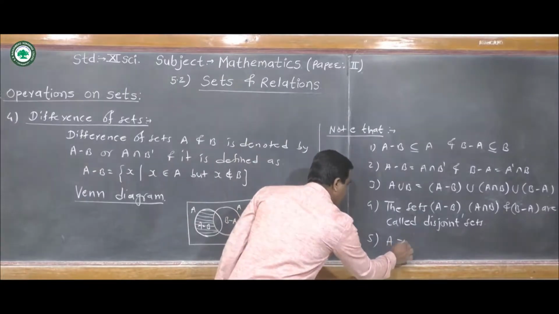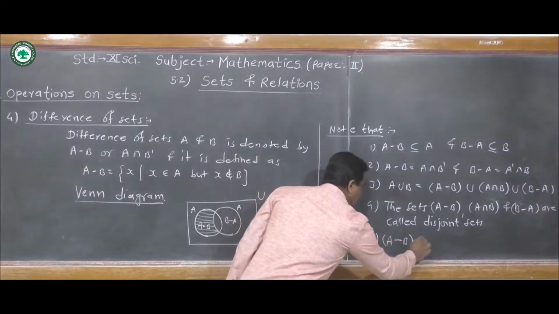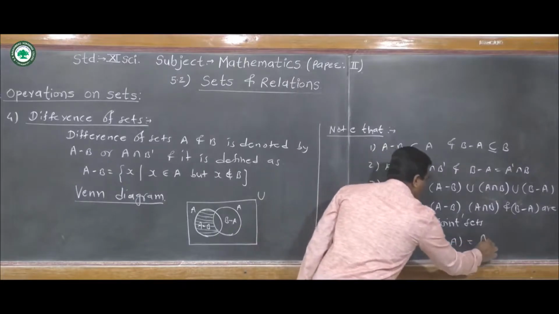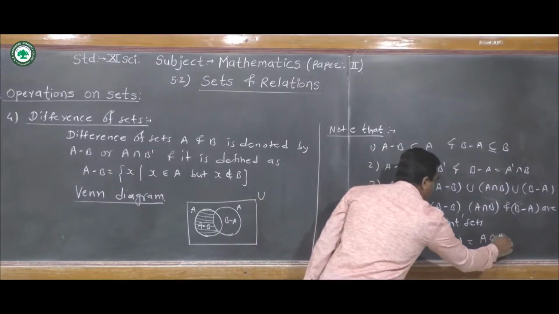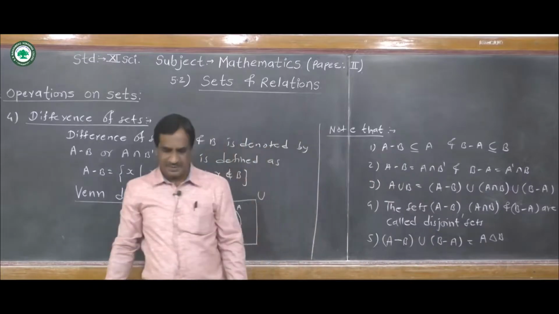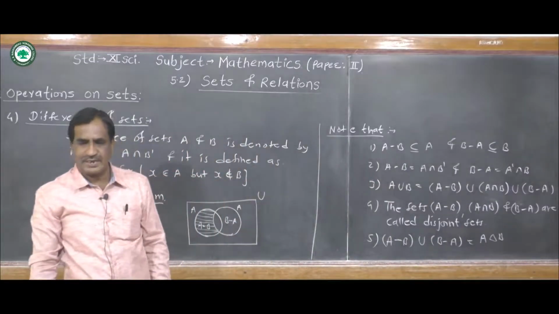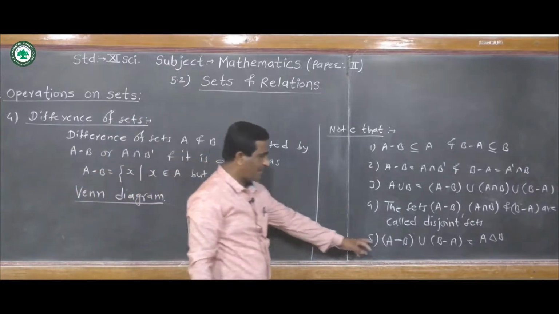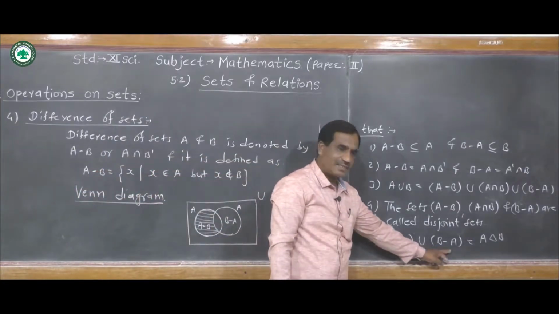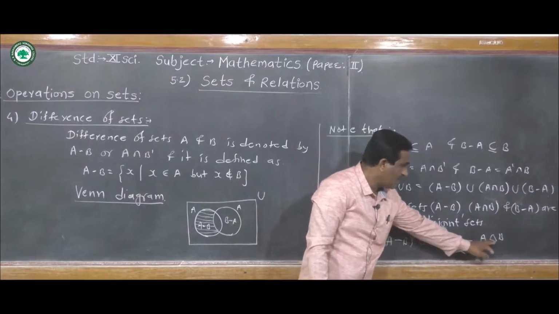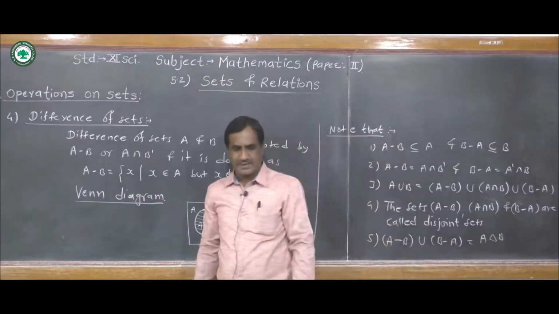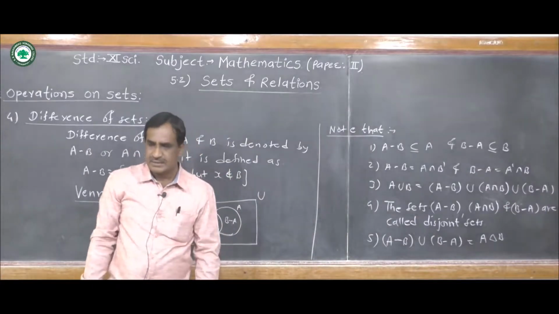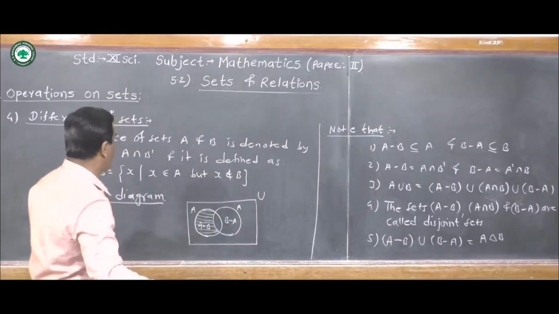Fifth note is A minus B union B minus A is equal to A delta B, and this A delta B is called the symmetric difference of sets A and B. Okay, these are some notes on the difference of sets.